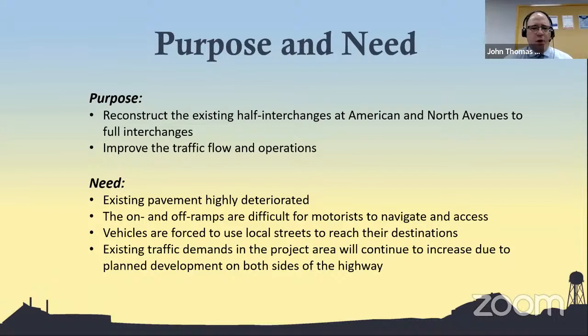The purpose and need for the project defines what the problem is, which we refer to as the need. For this project, it is that the existing on and off ramps, which were built in the 1960s, are confusing to drivers. The asphalt is very deteriorated, and the facility cannot handle the current and projected traffic. The purpose of the project is the solution of the problem. For this project is to replace the existing half interchanges with modern interchanges.